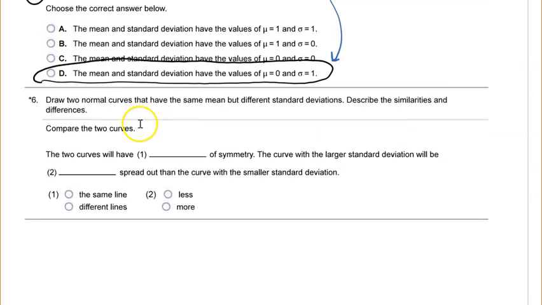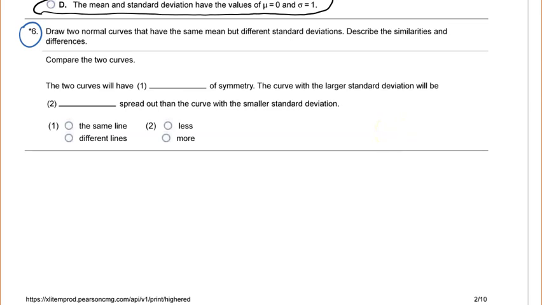Question number 6. Draw two normal curves that have the same mean but different standard deviation. Describe the similarity and difference. Even if you say draw two normal curves, you are not technically drawing it. You have to draw on your piece of paper, find the similarity and difference, and answer this question after you compare the two curves. Okay, I'll draw for you. What happens is this. You're drawing two normal curves that have the same mean but different standard deviation. It looks like this.